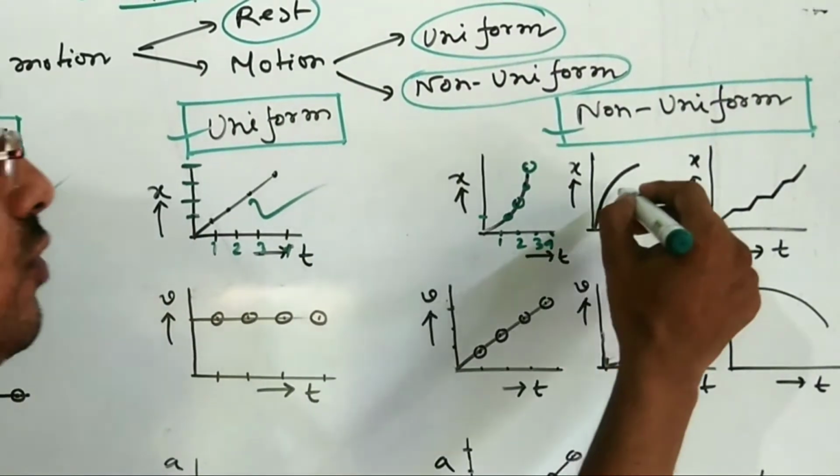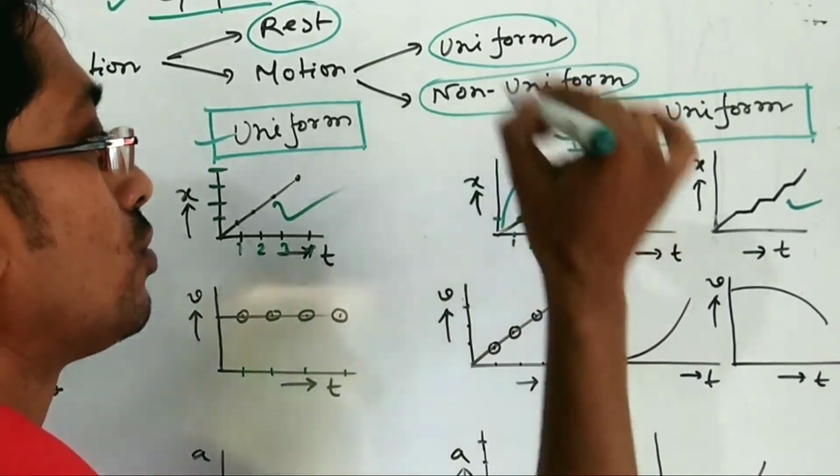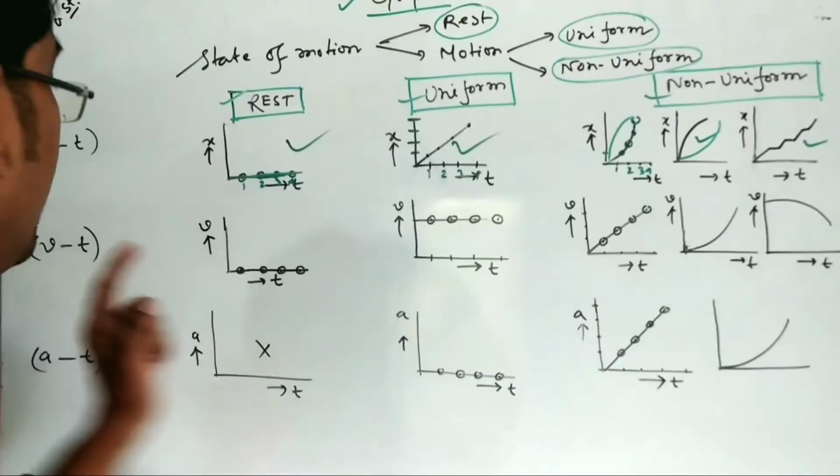It is also non-uniform. It will also be non-uniform, whatever the shape may be. Okay. Now go to the VT graph.